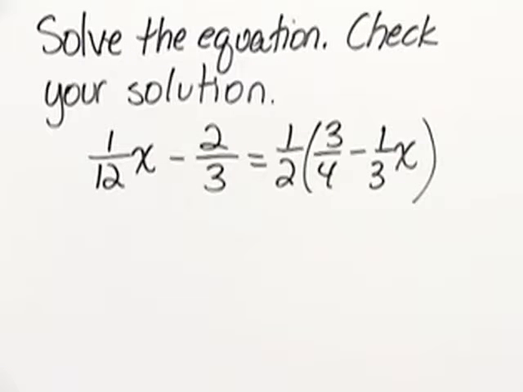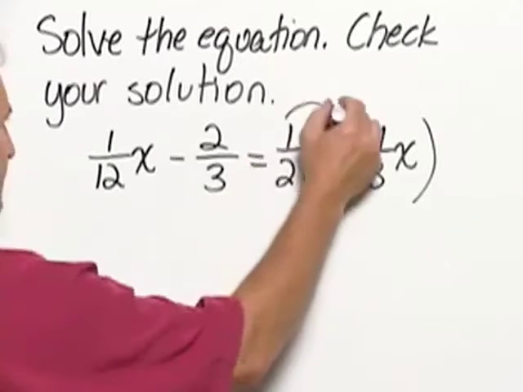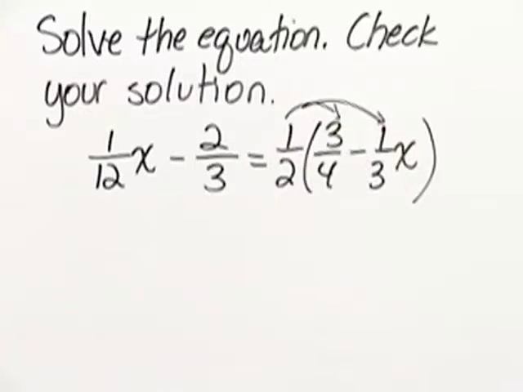Solve the equation. Check your solution. 1/12 x minus 2/3 equals 1/2 of the quantity 3/4 minus 1/3 x. On the right-hand side, we must distribute the 1/2.